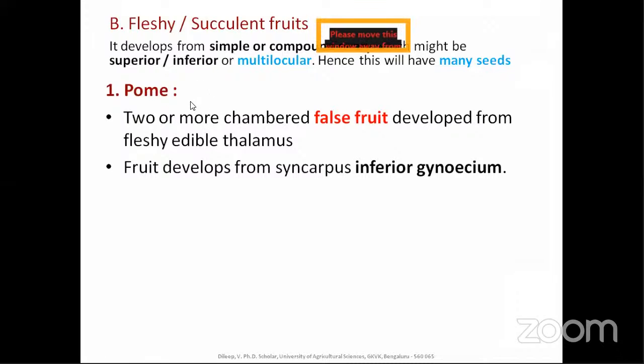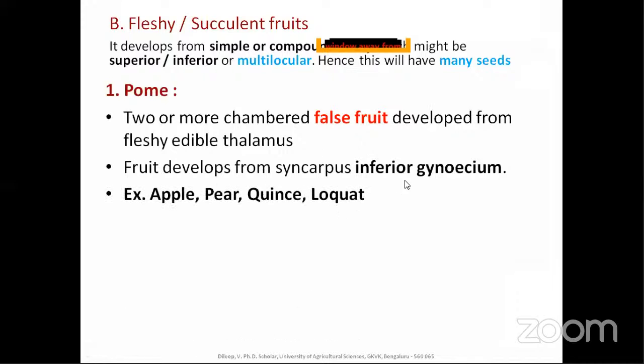In fleshy fruits, coming to pome, the pome means a two or more chambered fruit. I told you what chambered means, that is locular. When the ovary has more locules, in the individual chambers seeds will arise. So pome is a two or more chambered false fruit developed from the fleshy edible thalamus. Why is it a false fruit? Remember, pome is always a false fruit because it is not directly developed from the ovary. It is developed from the surrounding parts of the ovary. I will show you the picture. The fruit is developed from a syncarpous inferior gynoecium. Examples: apple, pear, quince, loquat.